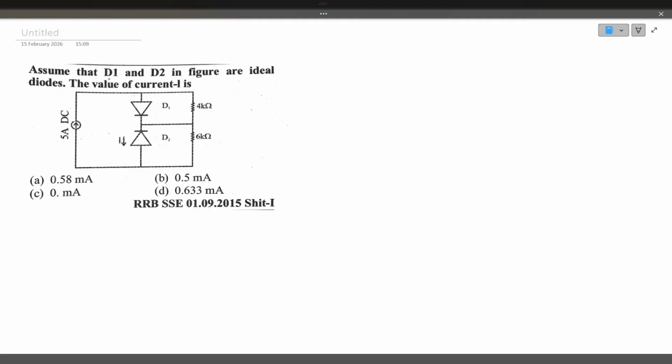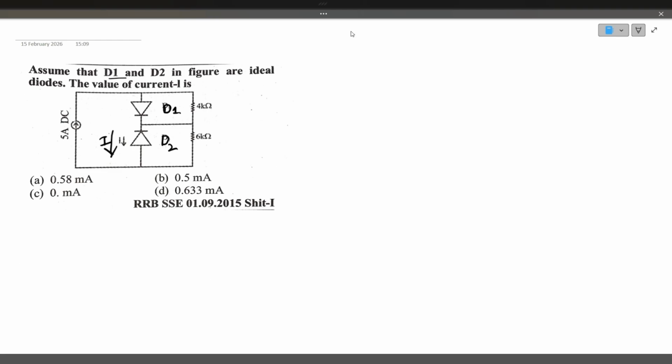Assume that D1 and D2 in the figure are ideal diodes. The value of current I is. So he's asking us to find out the value of the current through diode D2. This is the diode D2. This is the diode D1. He's asking us to find out the current value through D2.